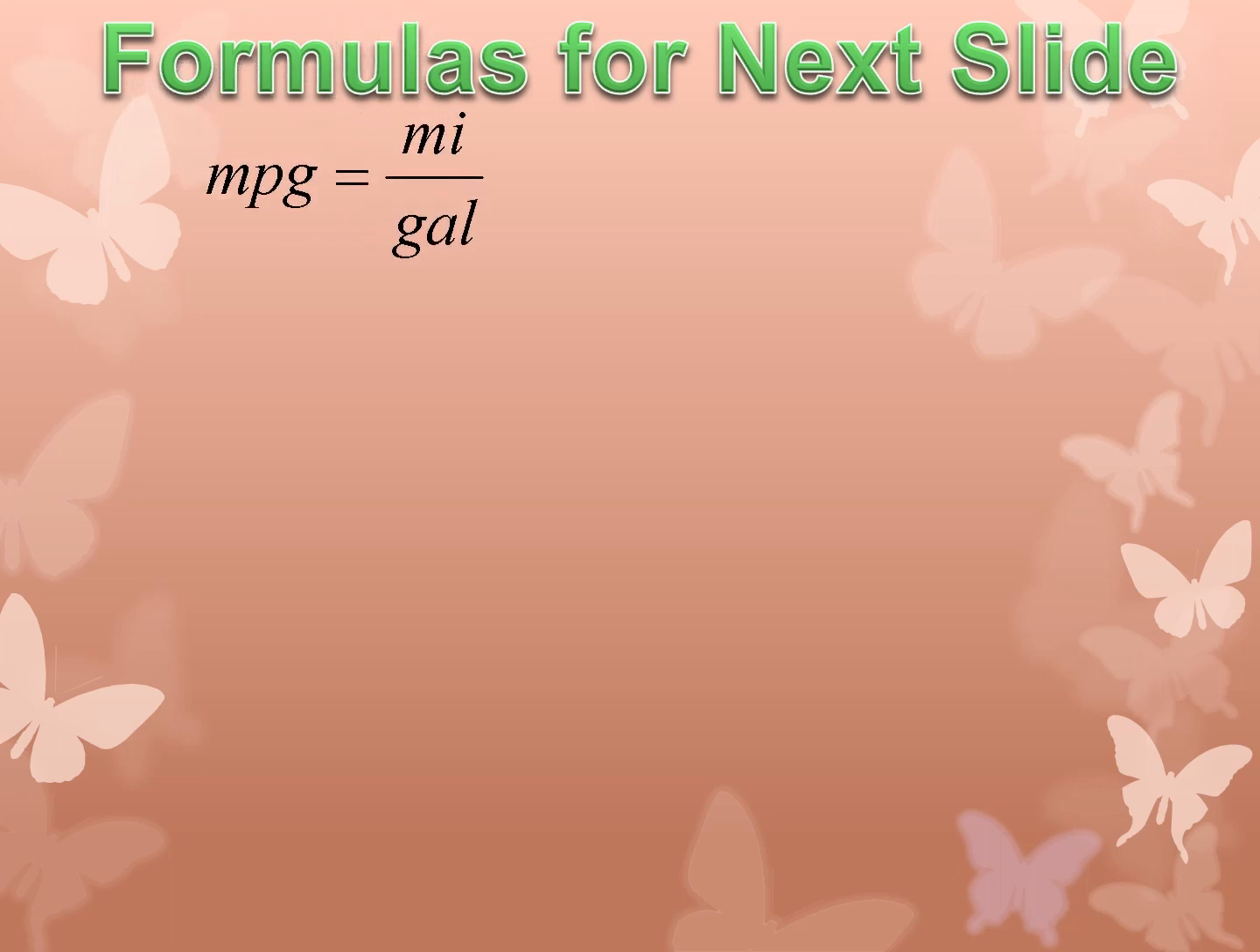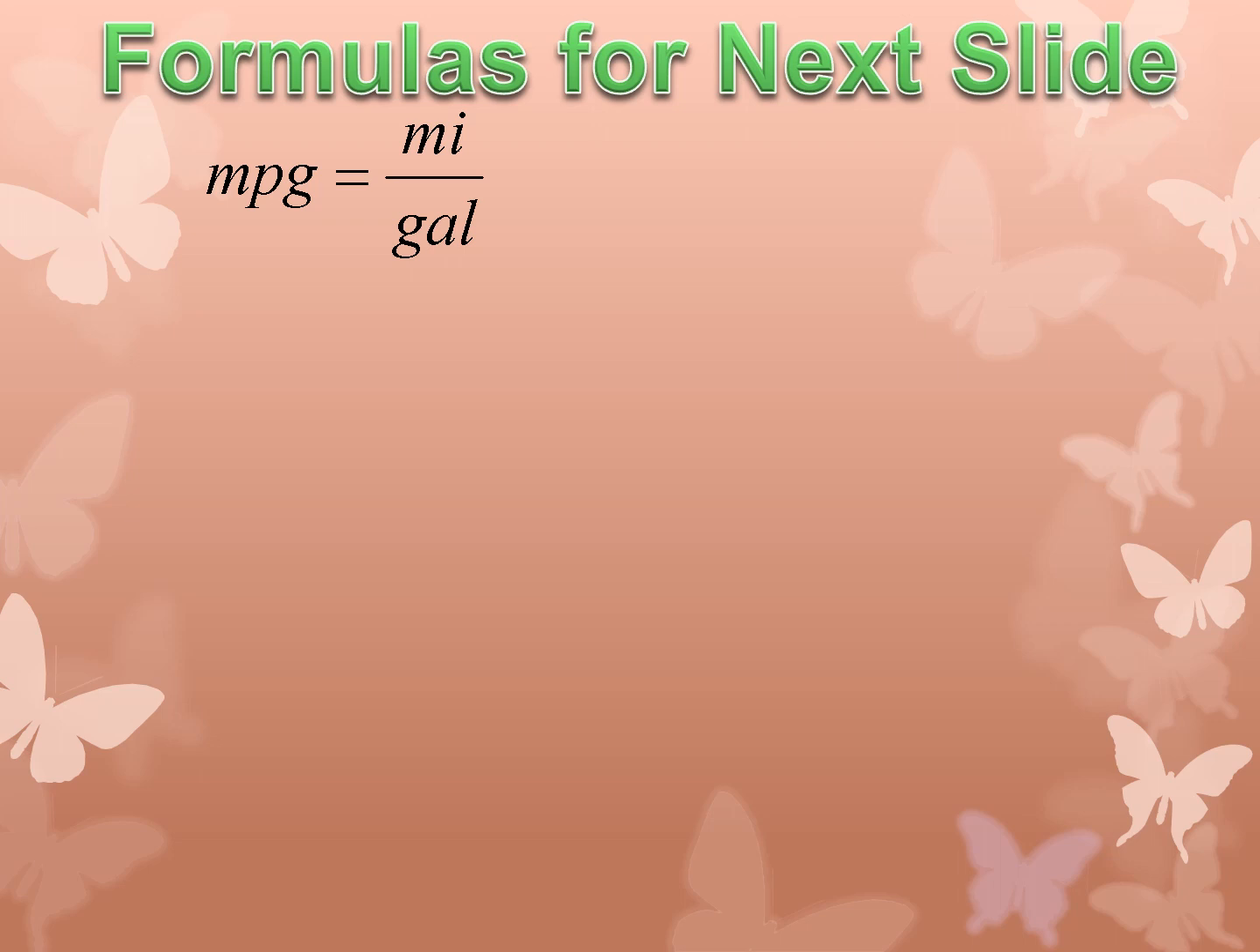Formulas for the next slide. We all know this formula by heart, miles per gallon. If you're trying to calculate the miles per gallon that your car gets, you take the number of miles you drove and divide it by the number of gallons that you used, hence miles per gallon. However, what if I wanted to solve this for gallon? What if I wanted to know what gallon equals in terms of mpg and miles?